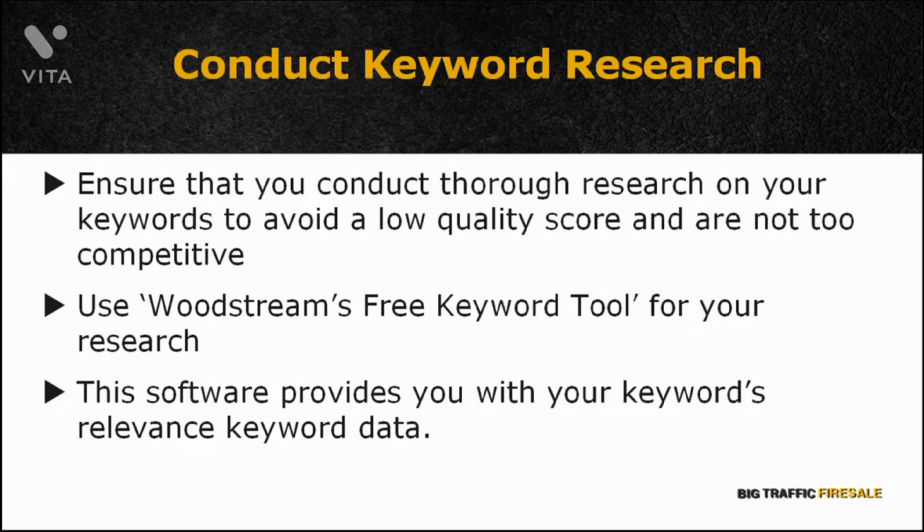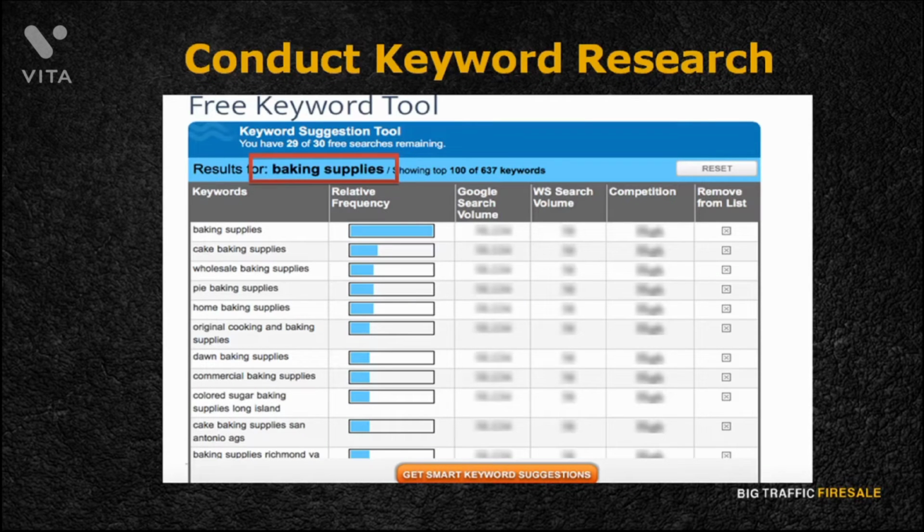There are various ways to conduct keyword research when launching a new AdWords campaign, and one is using WordStream's free keyword tool to start. The steps are fairly simple. First, you need to key in a search term, for instance like baking supplies. WordStream will then generate a comprehensive list of keywords relating to the original search term.